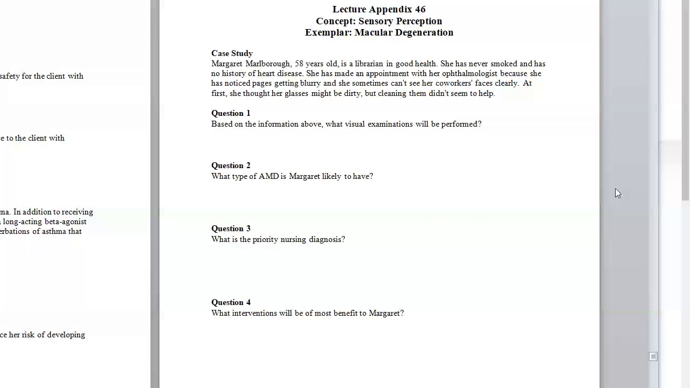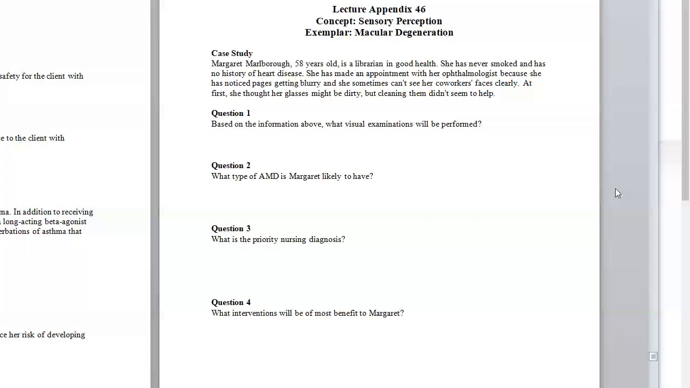So as you can see, based on this information, what visual examinations will be performed? She probably is going to do some of those ones we talked about that were on the PowerPoint, maybe a Snellen and a Rosenbaum test, and then some of those other more intricate tests, like a fundoscopy, tonometry, all those other ones that were discussed in the PowerPoint, okay?